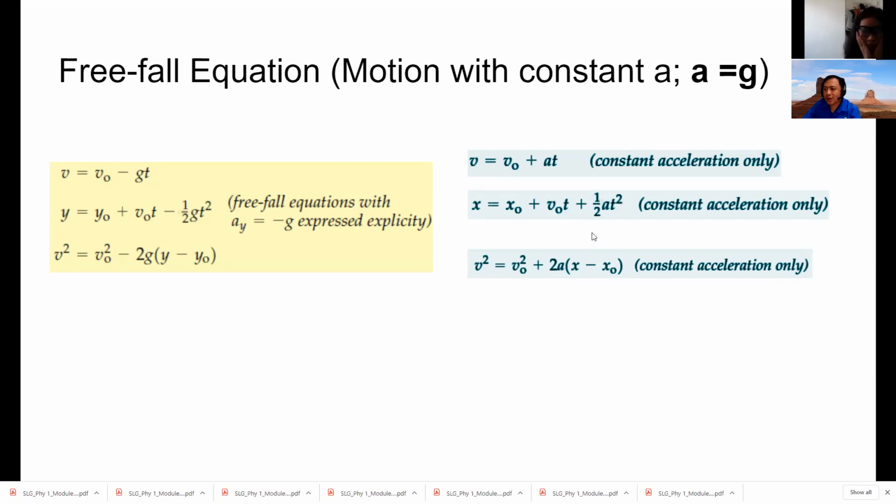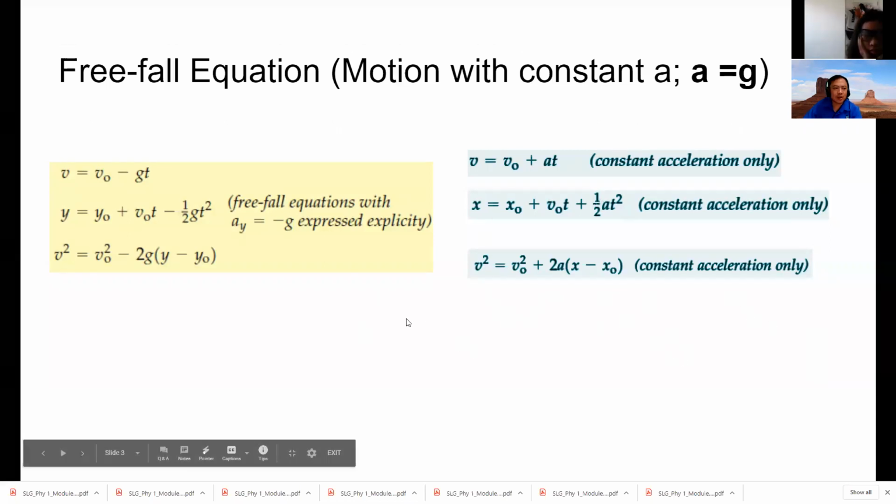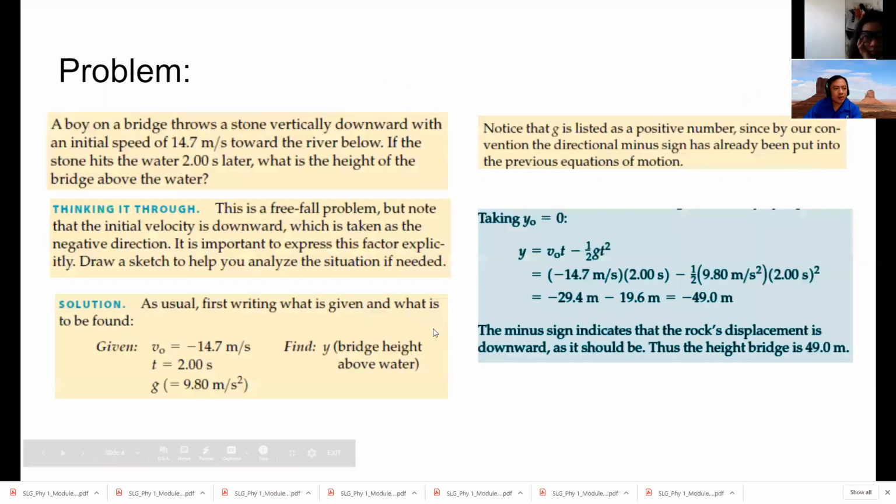So here it's a quadratic equation. Familiar with quadratic equation? Okay, so everyone is familiar. And here, v squared, so it's also a quadratic equation. So it's simple, like quadratic equations in math. So let's deal with problems. What is important in physics is understanding how to apply the problems.